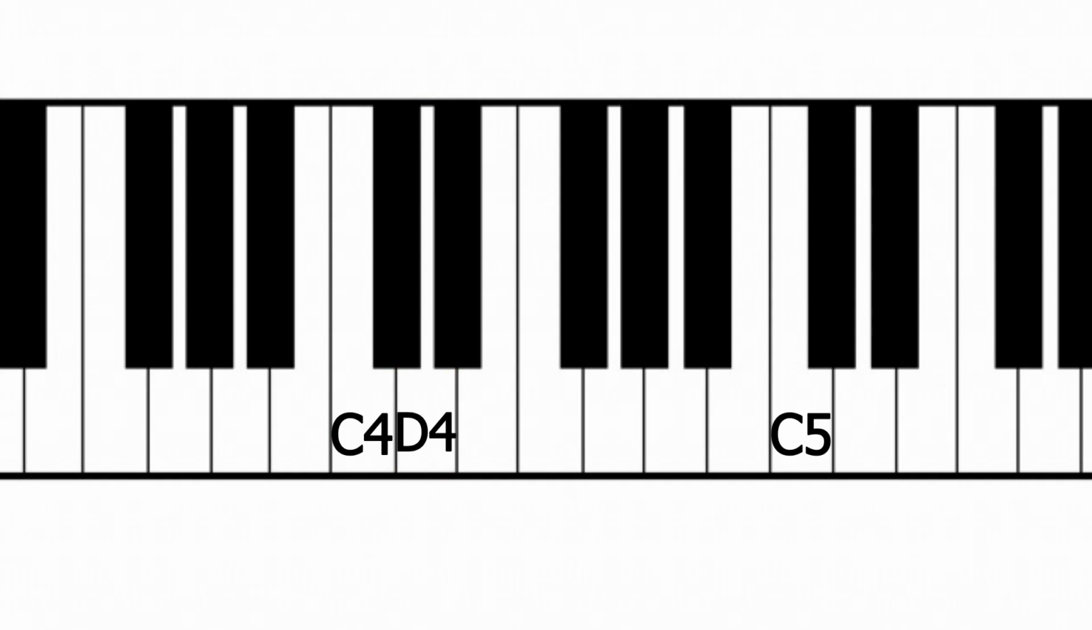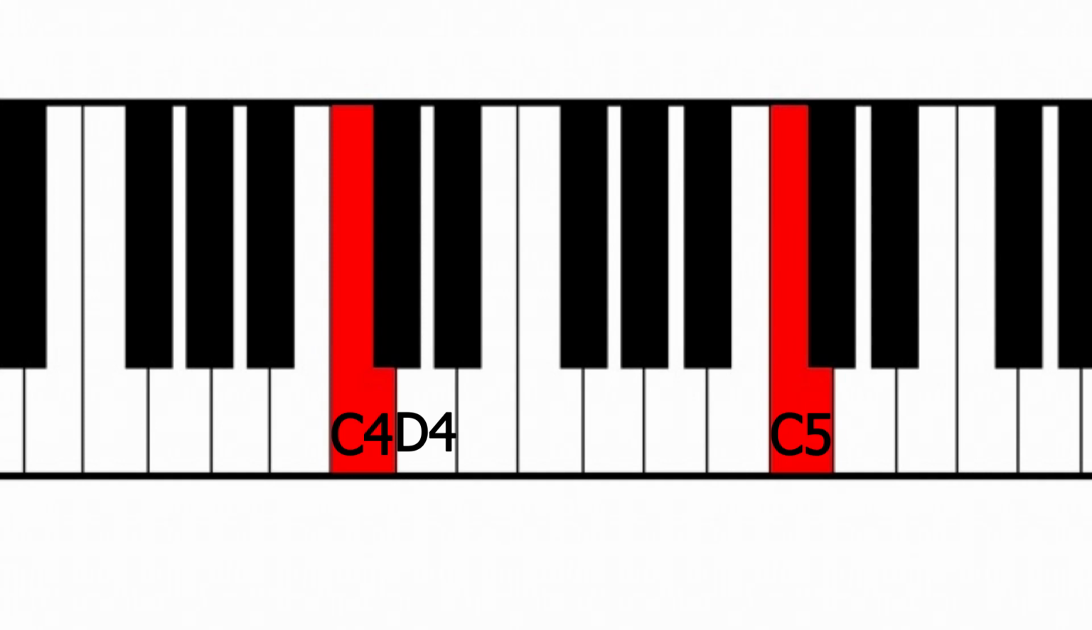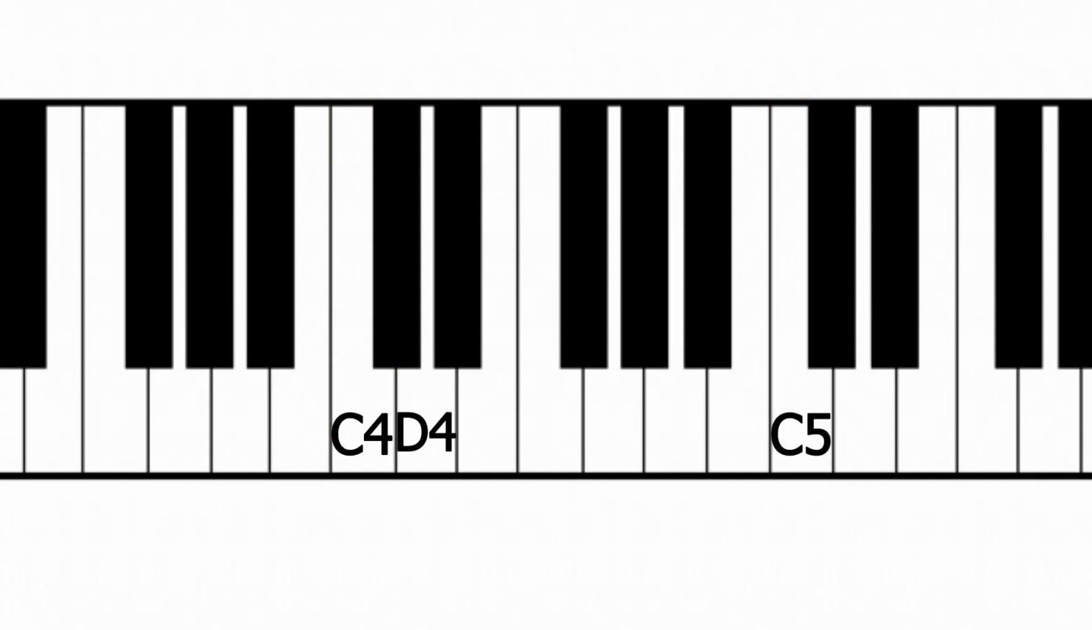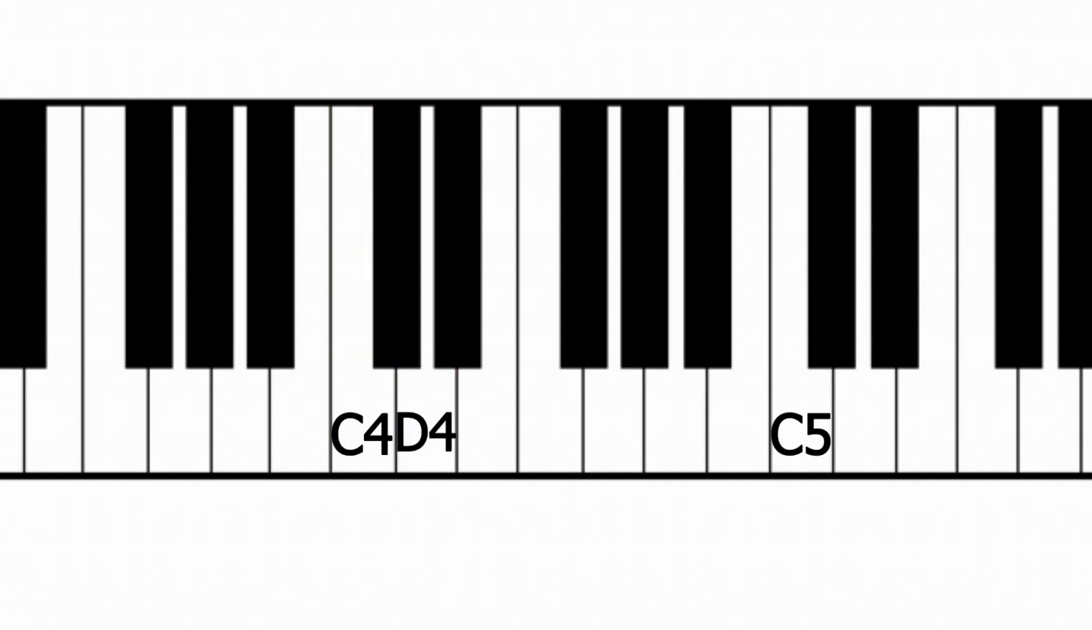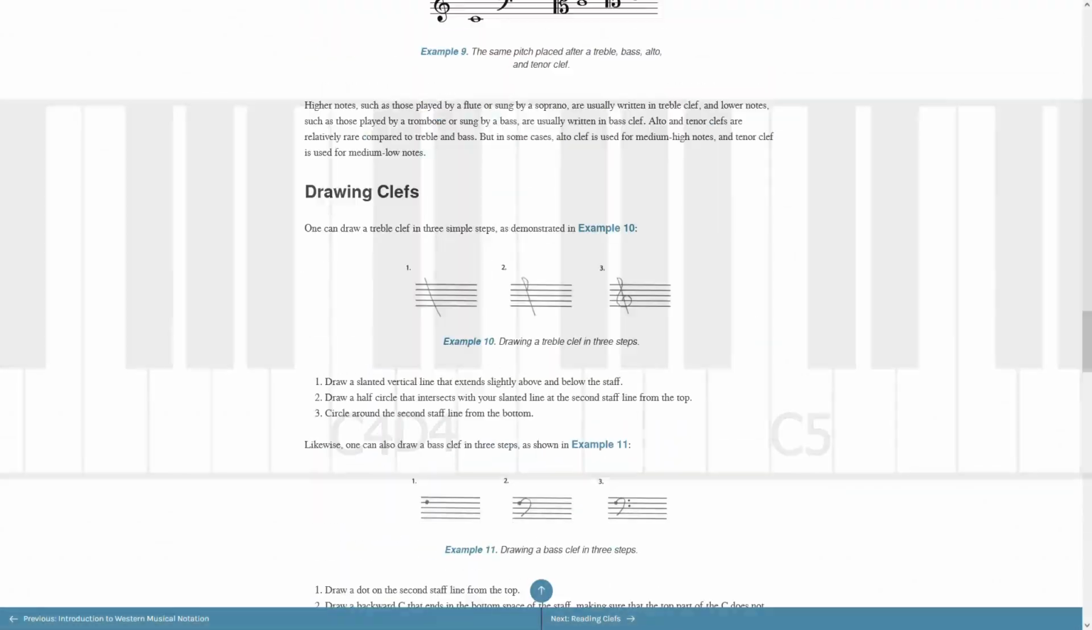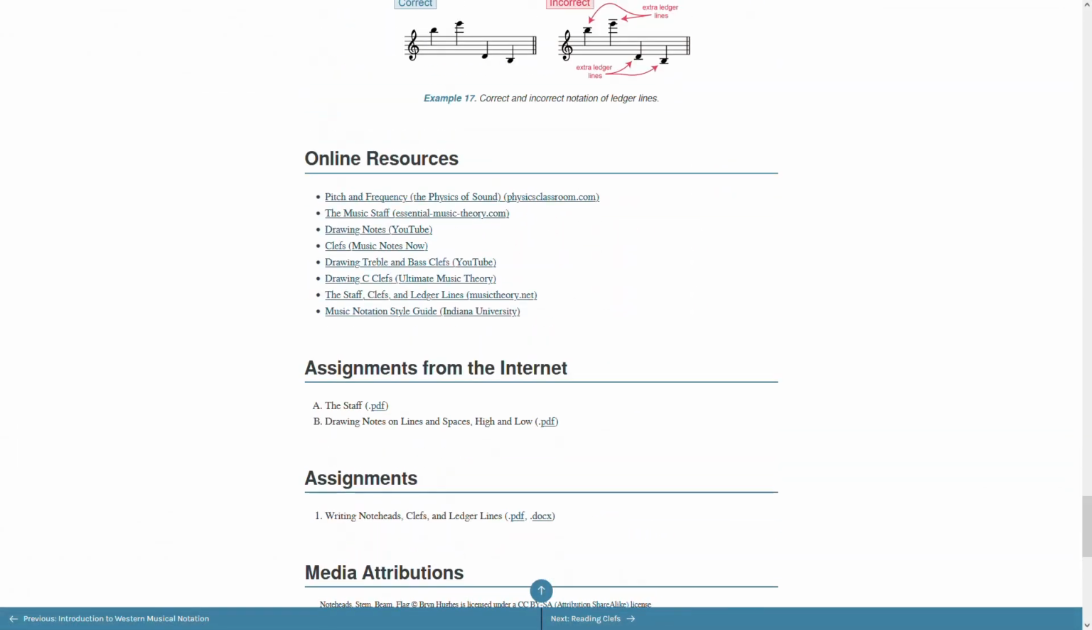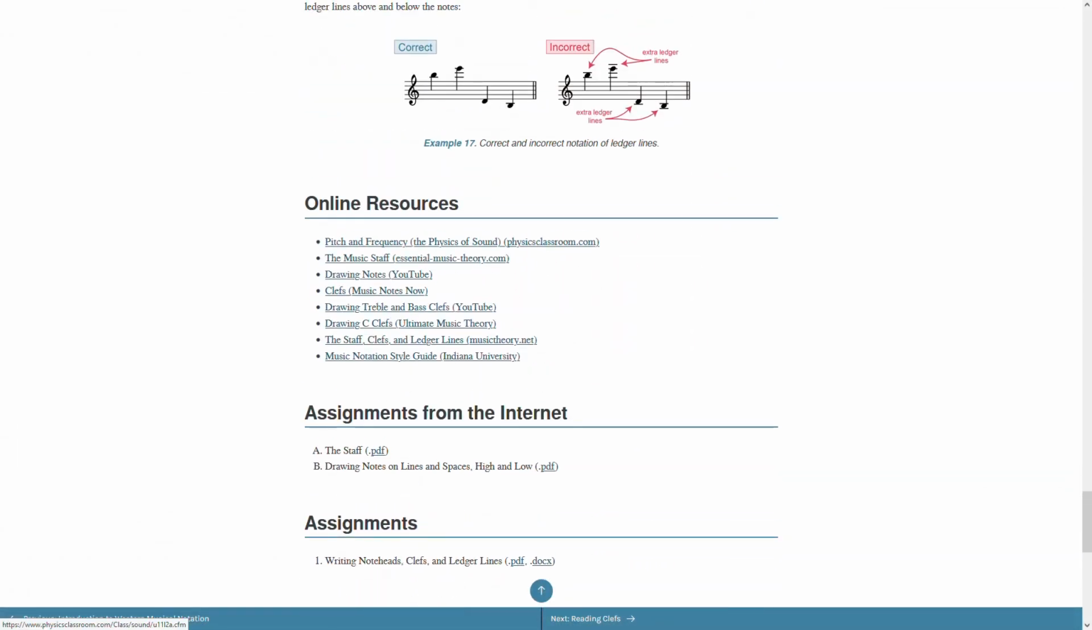It becomes much more apparent if I play C4 and C5 together, and then play C4 and D4 together. The latter sounds very different, right? And there's a physical reason for this, which we can find on an attached resource from Lesson 2. If you're not checking out those resources, you really should.